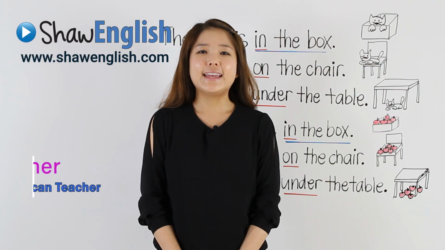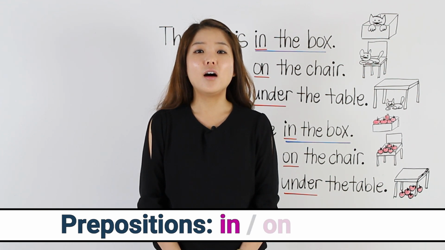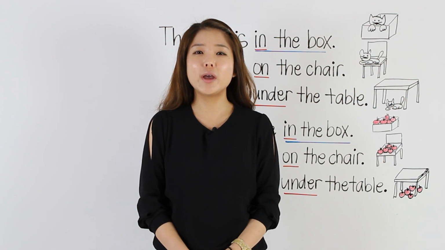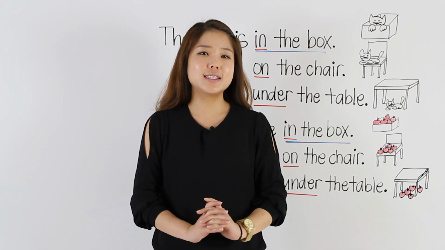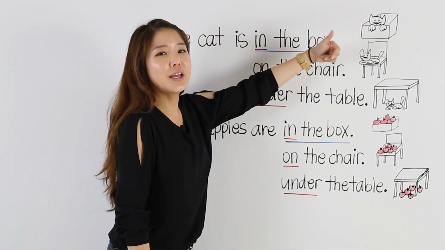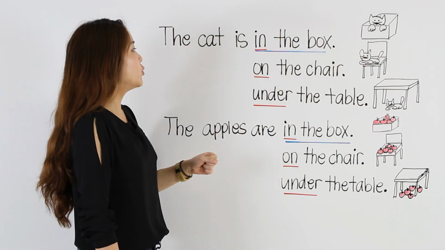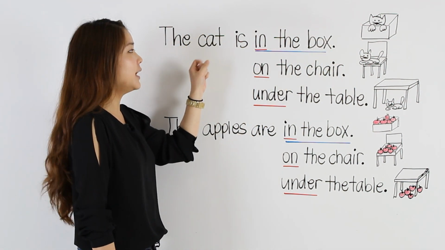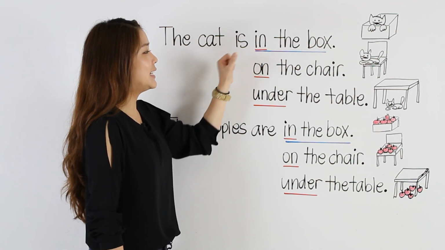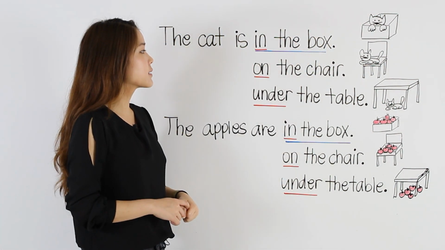Hi everybody! In this video, we're going to talk about the prepositions in, on, and under. Now, we use prepositions to show where something is. So let's take a look at the board. Okay, now in this picture, we have a cat. Okay, and we're talking about this specific cat, so we have to say the cat, okay, is in the box. Okay, the preposition is in. He's in the box. In the box.